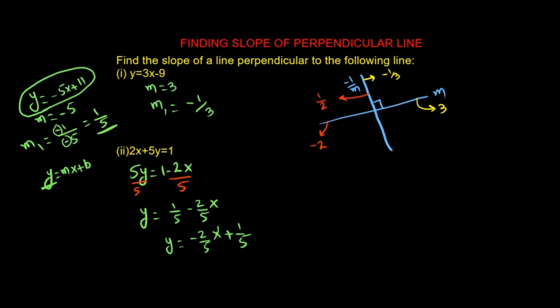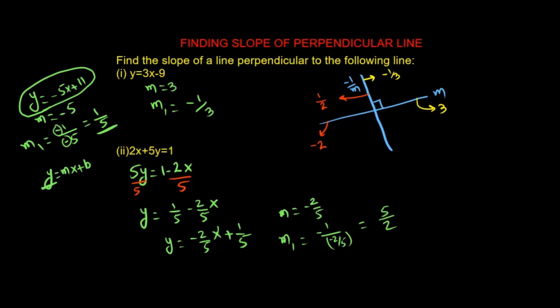And now we know that the number that's multiplied with x is the m, or the slope. In this case, minus 2 over 5 has been multiplied with x, so that's the slope of this line. M is minus 2 over 5. And the slope of this perpendicular line, let's call it m1, would be minus 1 over minus 2 over 5. And the inverse of this fraction would be 5 over 2. And minus would cancel out. So 5 over 2 is the slope of the perpendicular line.